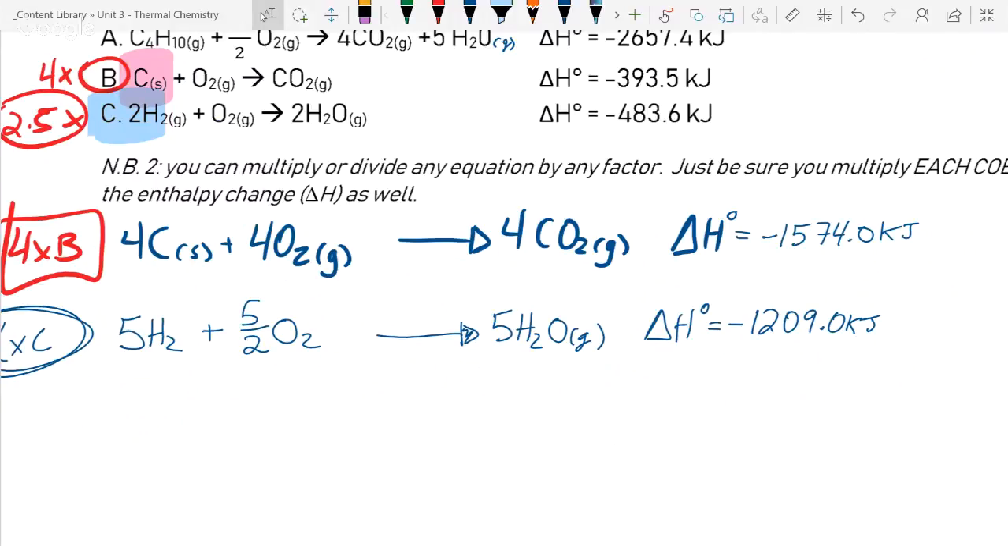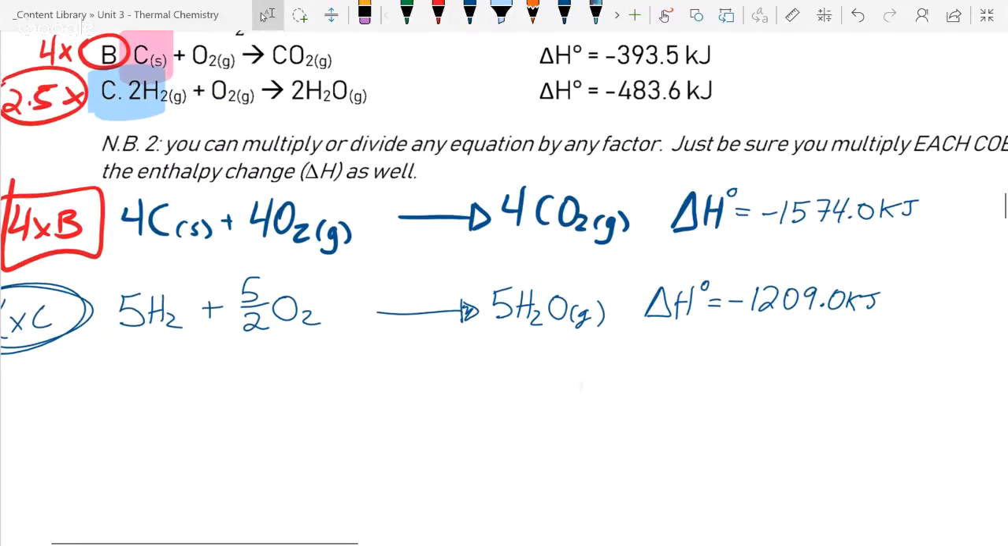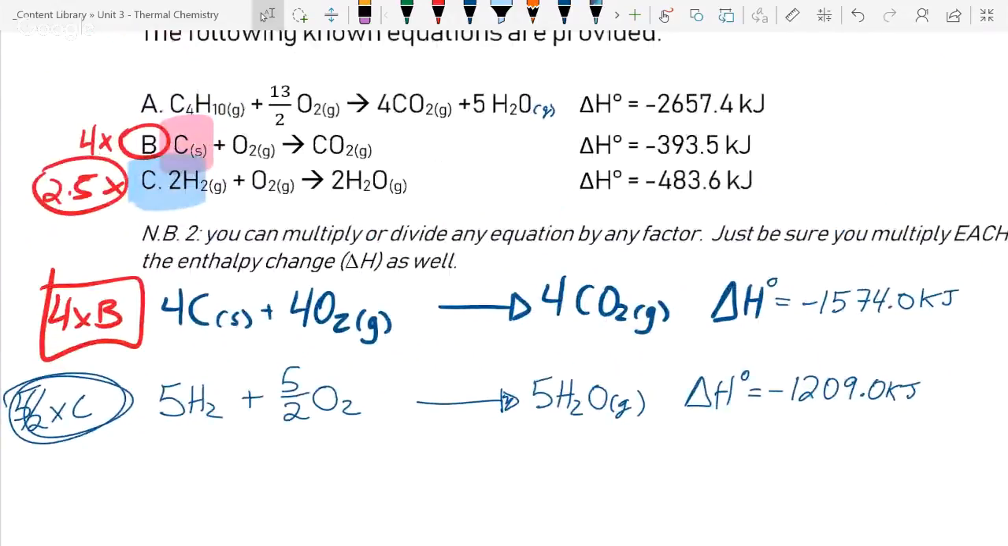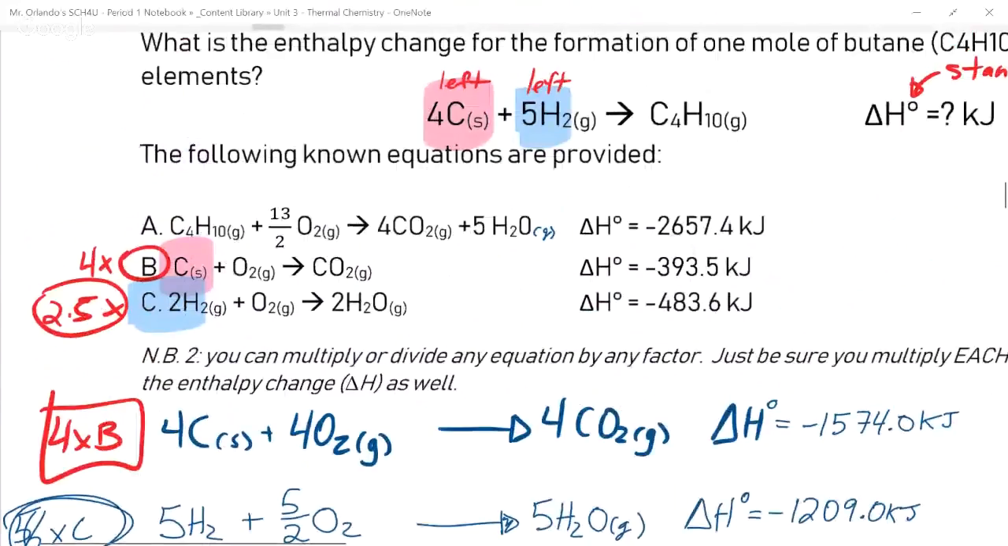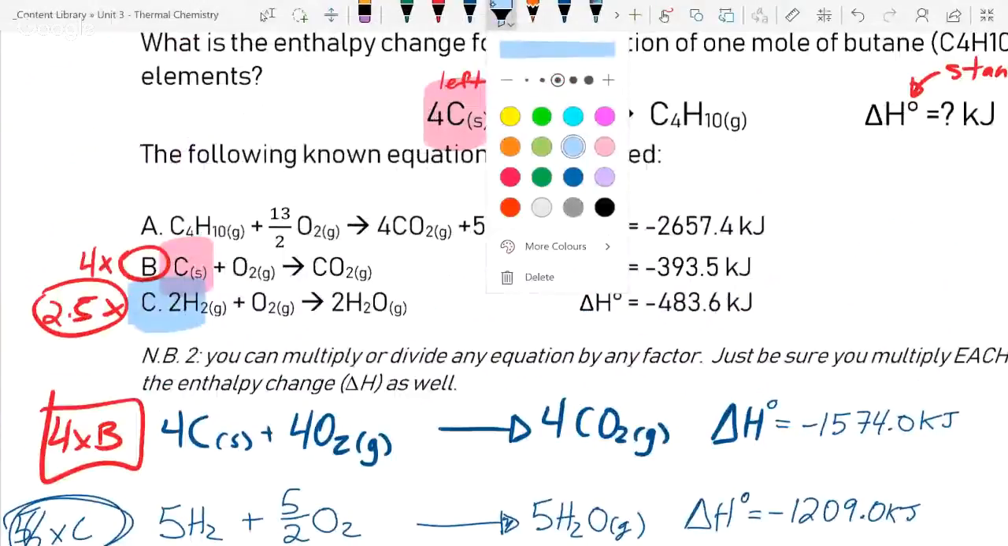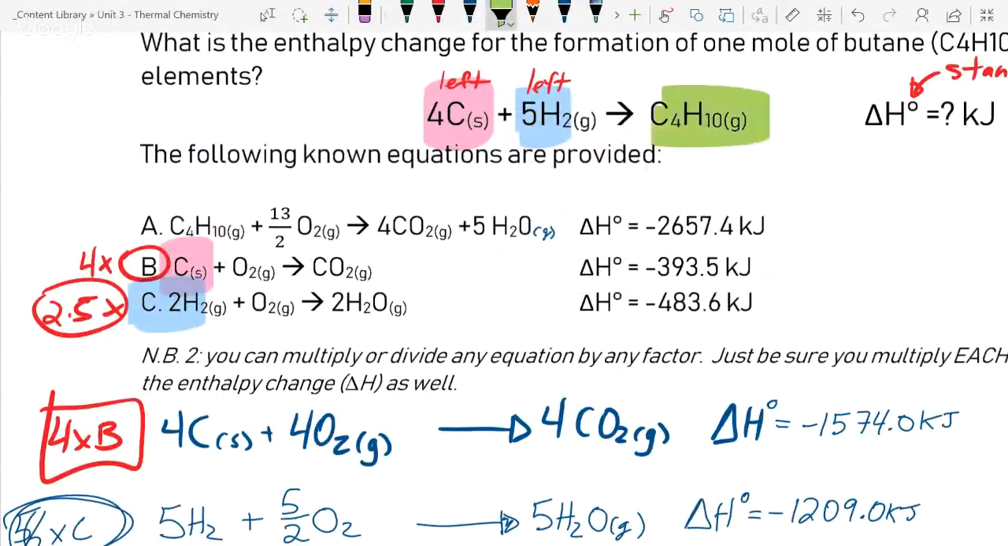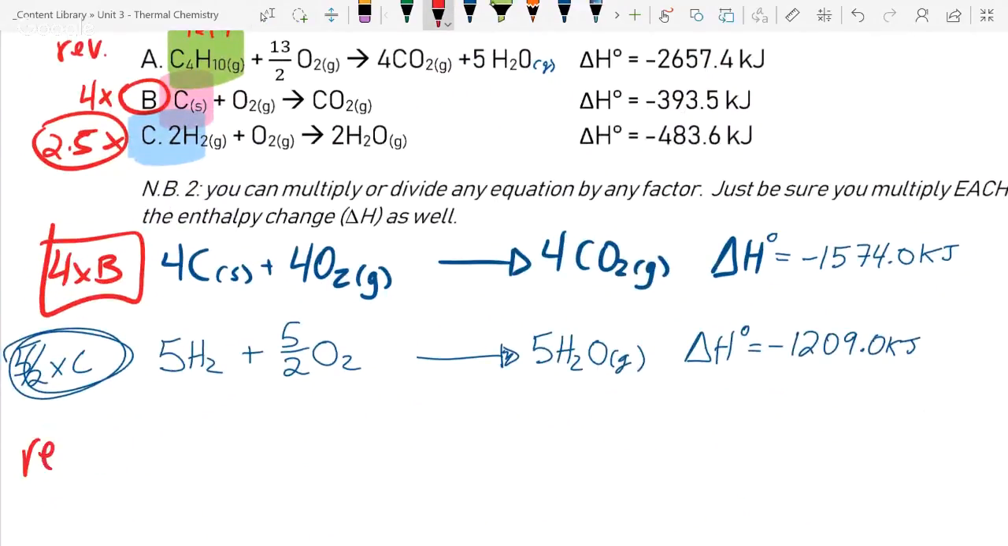Okay, and the last thing we want to do is keep going through our equation. There's only one more element to it that we need to look at, and that's this C4H10. Which side is it on up here? The right. Where do I find it down below in my 3 equations I'm using? Yeah, it's in this one on the left. So what am I going to have to do with equation 1? Reverse it. So can somebody please tell me what I'm going to write below for the reverse of A?